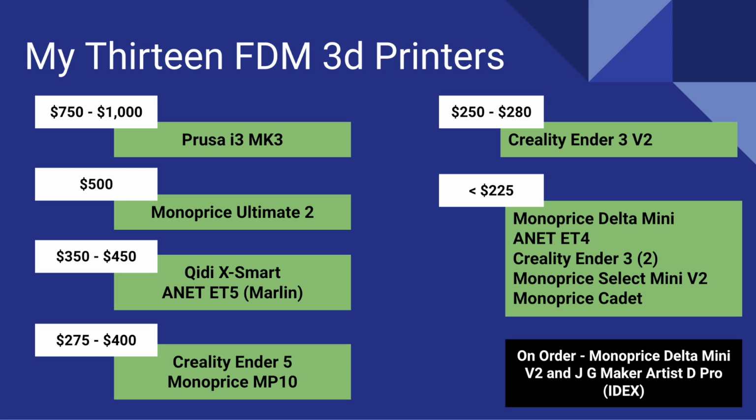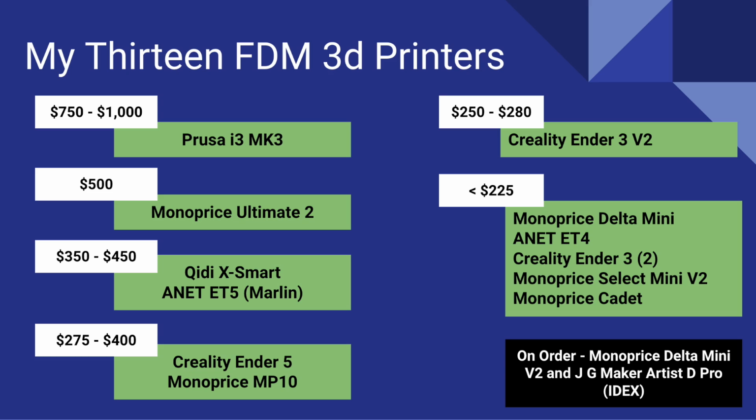Fully assembled, it's $1,000. I have a Monoprice Ultimate 2, which is a $500 fully enclosed printer that is very fast, but we'll see has a relatively small print volume. We'll discuss what print volume means in just a moment. I have two printers in the $350 to $450 range, a Quiddy X-Smart and an ANET ET5.